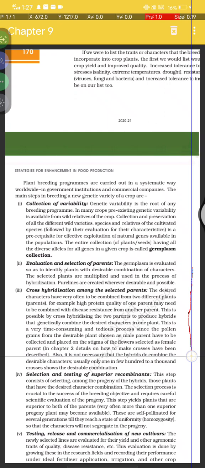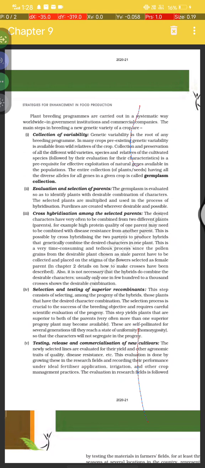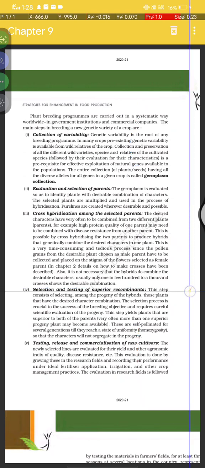Okay, also it is not necessary that hybrids combine the desirable characters, and usually only one in a few hundred to a thousand cross progeny shows the desirable combination. Okay, selection and testing of superior recombinants.